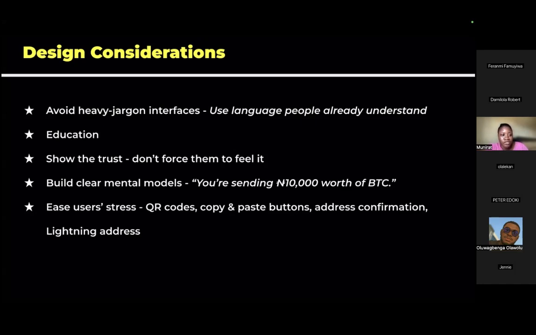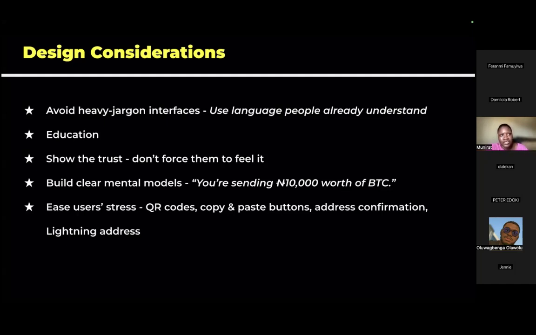So you have to show me the trust. Let me be able to know, okay, this is why I'm seeing it. Oh, okay, this was the price as at when I sent the last one, and this is the price now. Even if I don't trust you, I can calculate it now and it makes sense to me. Then build clear mental models. Let it be clear: you are sending 10,000 naira worth of BTC. That way, the user knows what they are doing. And then ease their stress.